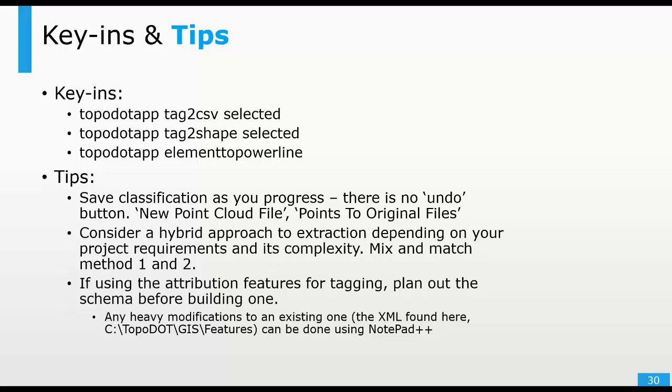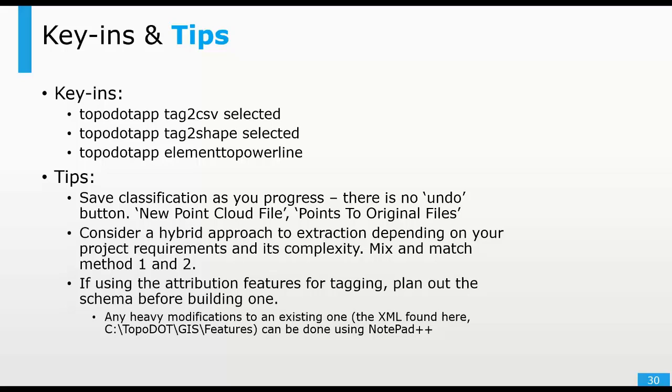And some other tips: as you're classifying, there is no undo button, so make sure you save periodically. Try not to do too much at once. And just to point those saving options out, if you have tiled information, you can save to the original files to overwrite, or you could just create a new point cloud file. So if you just want the wires, you can hide everything except for the wires and then save the wires out. And then also, I showed you the three methods, but really it's just a foundation for you to play around with and work with.